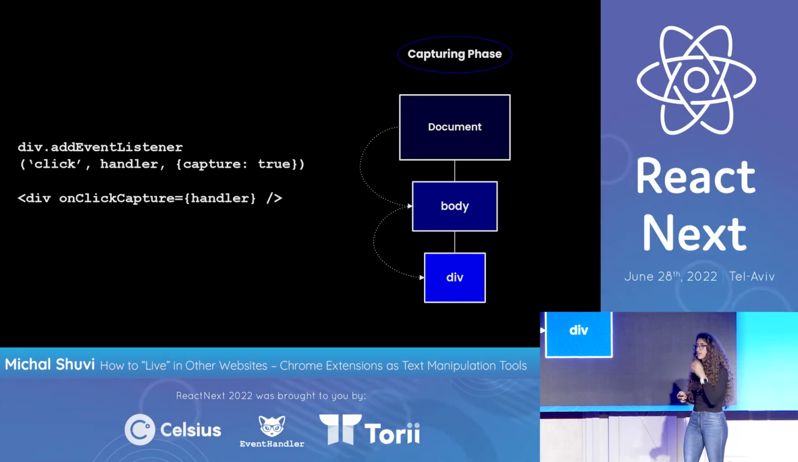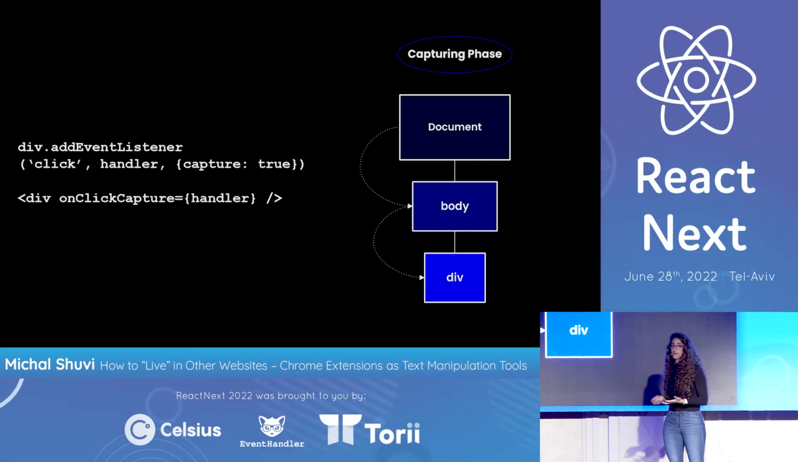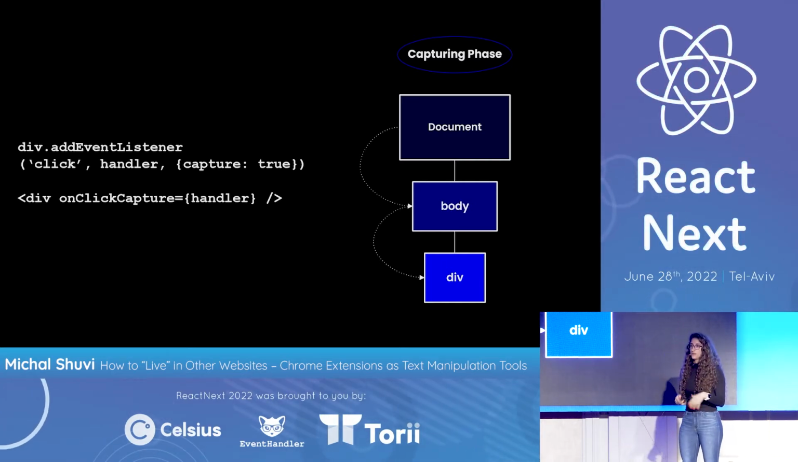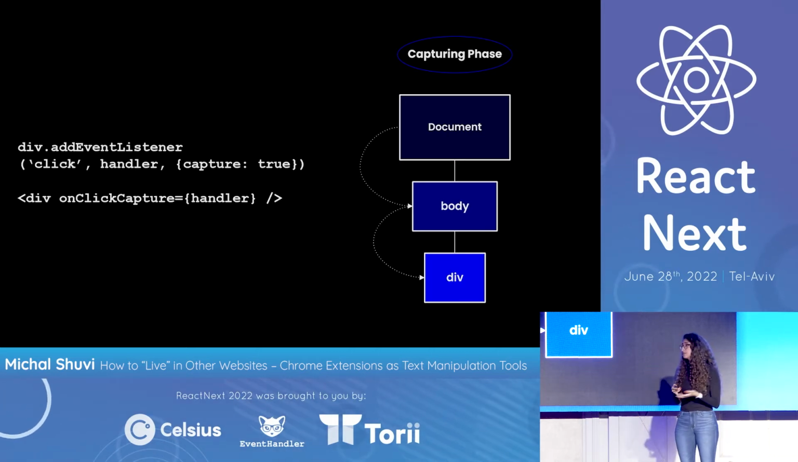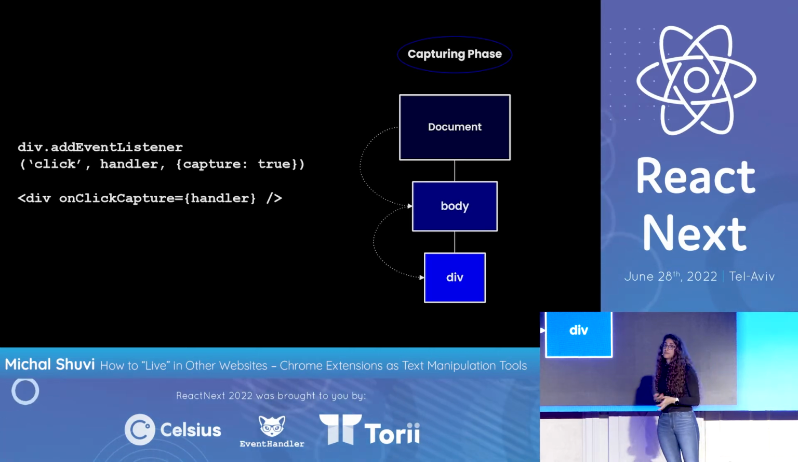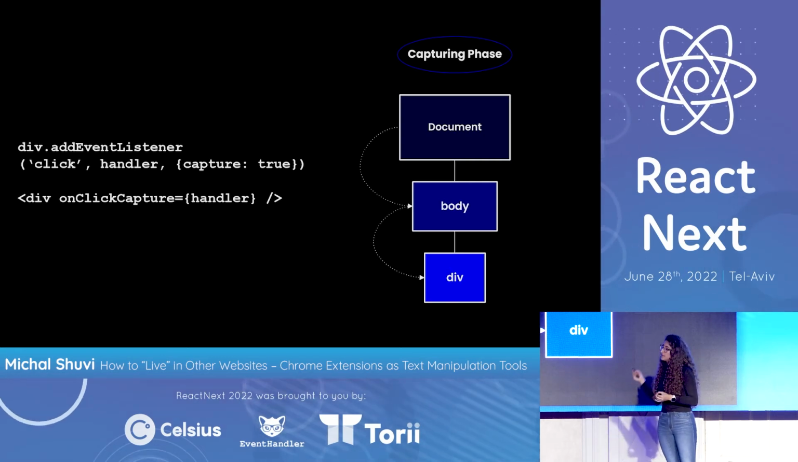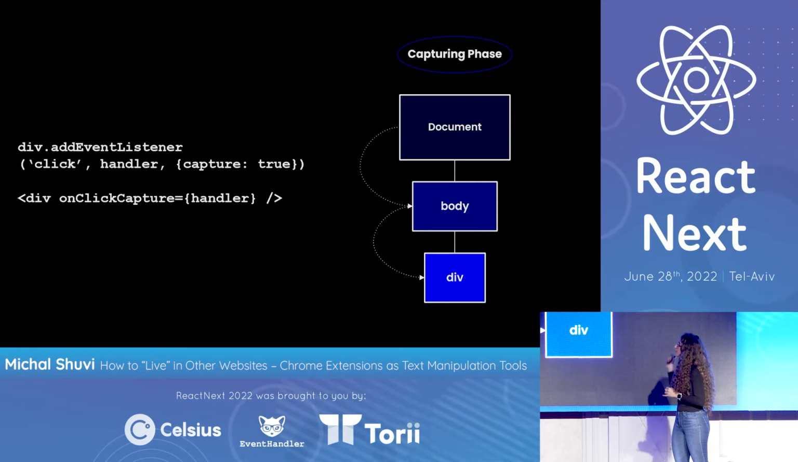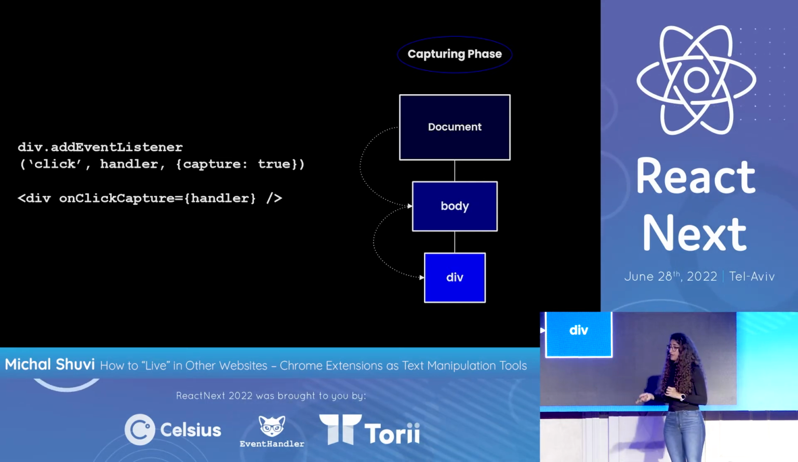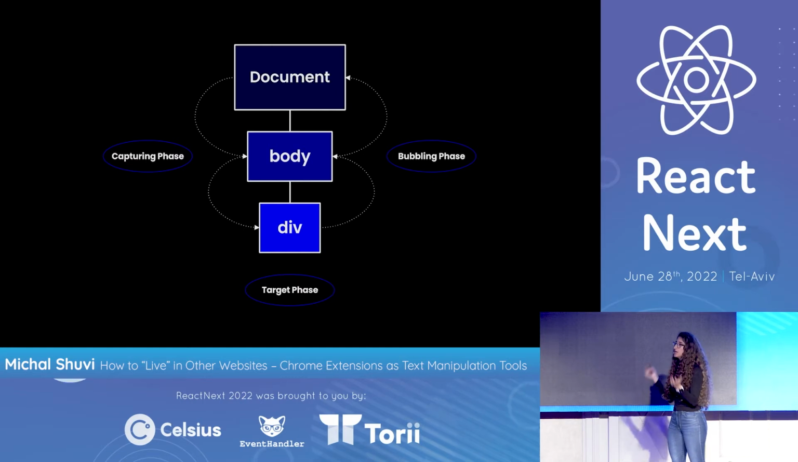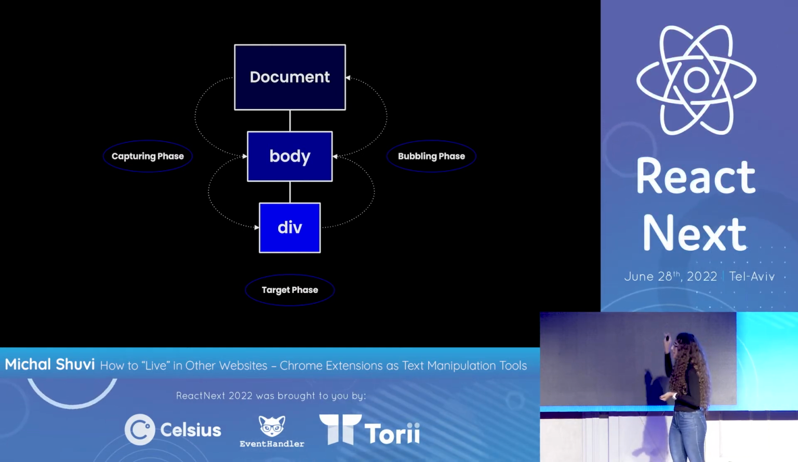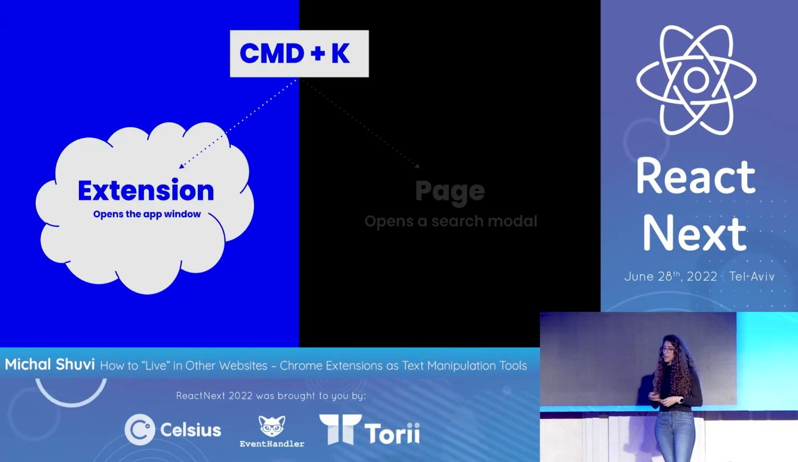But there's a surprising phase before the bubbling phase, and it's the capturing phase. Why is it surprising? Because when you click on some div, the event starts on the document and goes down. That's weird. I click the div, why does the event come from the body? But that's the truth. And you can register an event using capture true, and React has a different function for it. So overall, we start with the capturing phase, the event goes down, then the target phase, and the bubbling phase back up.